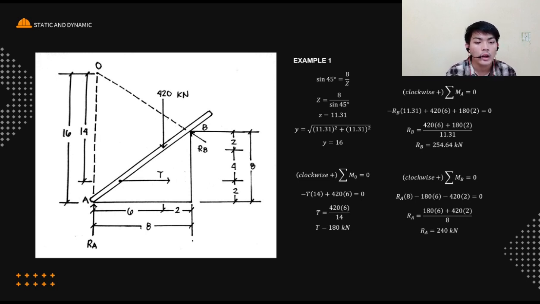Now that we are looking for RA, we put it on the right side, switching its sign. Moving the forces to the right side, RA equals 180 multiplied by its moment arm 6, plus 420, the force of our rod, multiplied by its moment arm 2, over 8. If we sum that up and put it in our calculator, we get RA equals 240 kilonewtons.